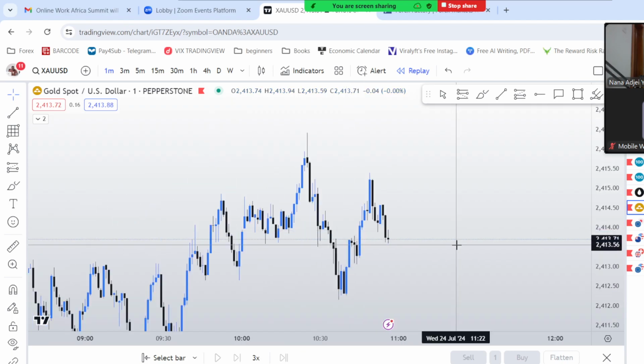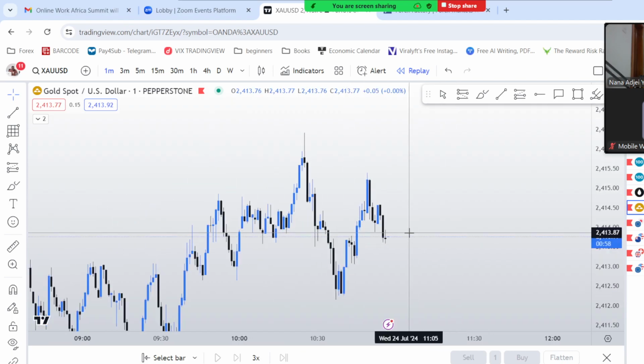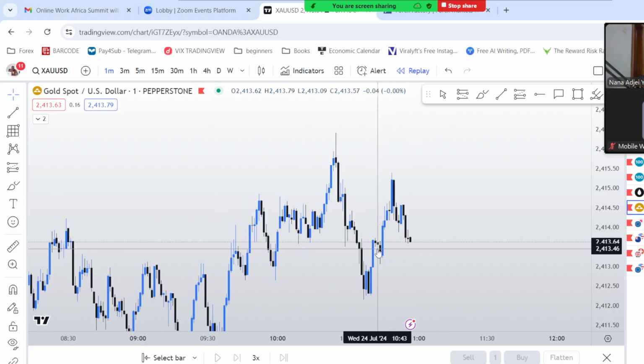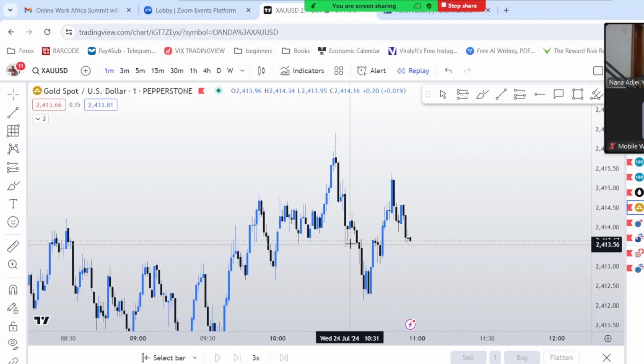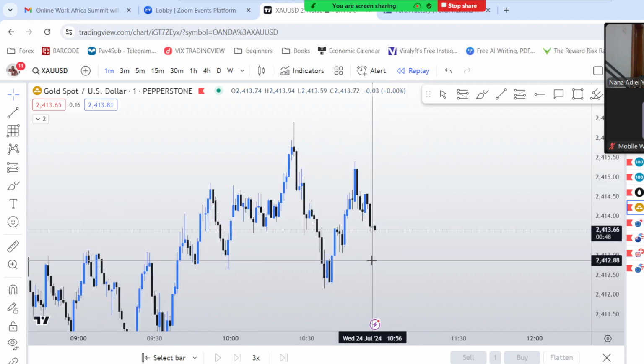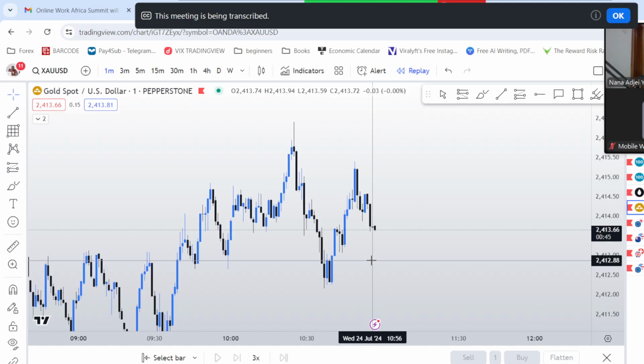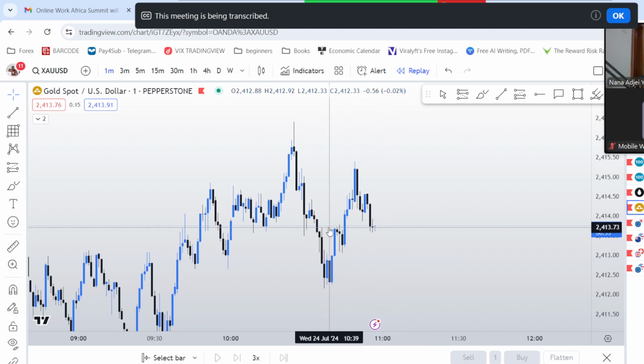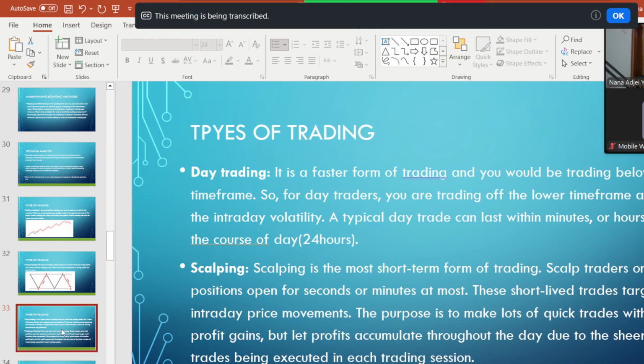Okay, so they don't really hold trades for long, and it takes an extra skill to be a scalper. Personally, I'm not a scalper, but there are other forex traders who are typical scalpers. They can take as many trades as they can within a day. But for day traders, maximum 1 trade or 2 trades within a day. That is it for the difference between a day trader and the scalper, right? So that is it for the types of trading.